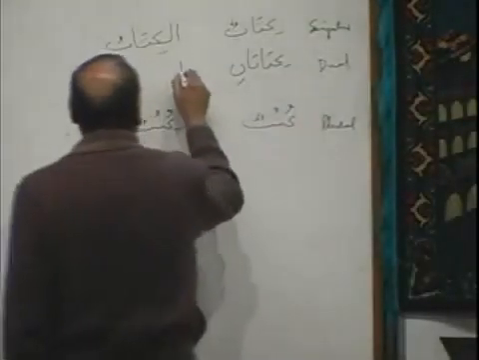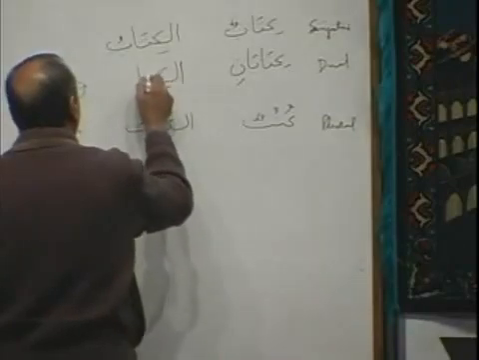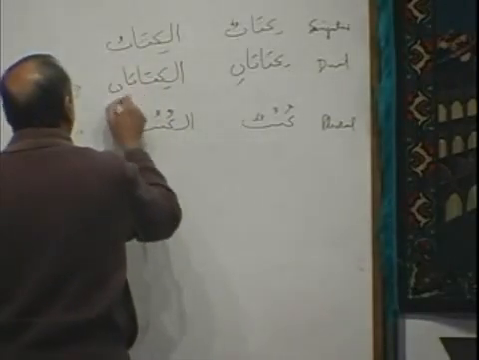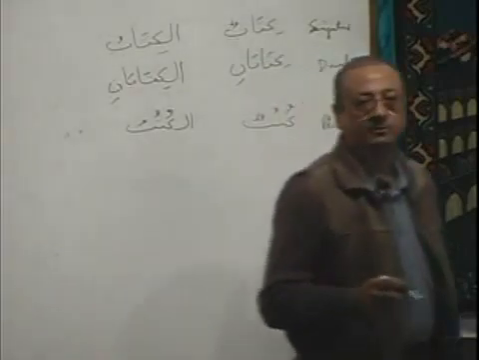What is it? Kitabani. And if I have to make it definite, al-Kitabani. What did you do to make singular into alif noon? You added alif noon, that's all. Okay. Because you are all very smart and very sharp, I am going a little bit in detail, brothers and sisters.